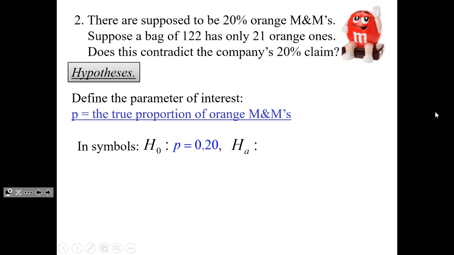Alternatively, this is where the wording of our question is a little odd. It says, does it contradict the 20%? So that doesn't just mean less than, it could also mean greater than. So my alternative is that p is not equal to 0.2. So this would be a two-sided test. And we'll go over how a two-sided test works now.